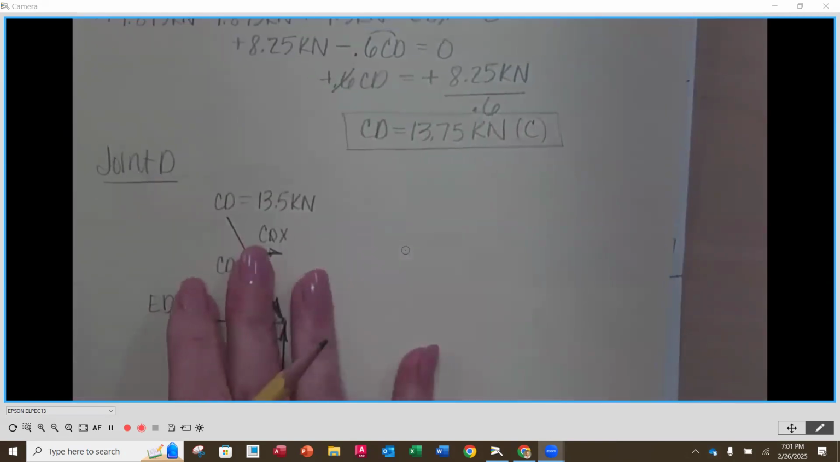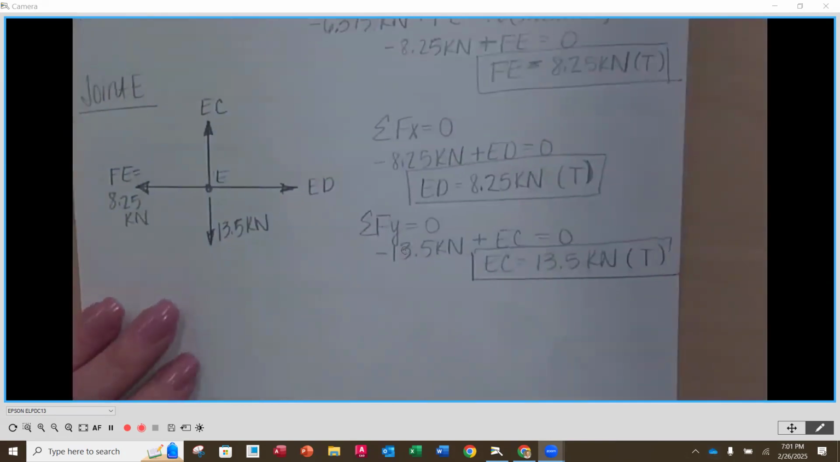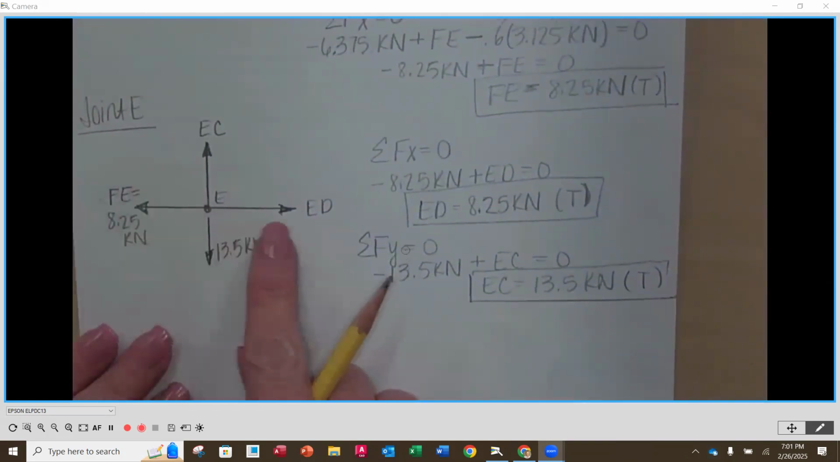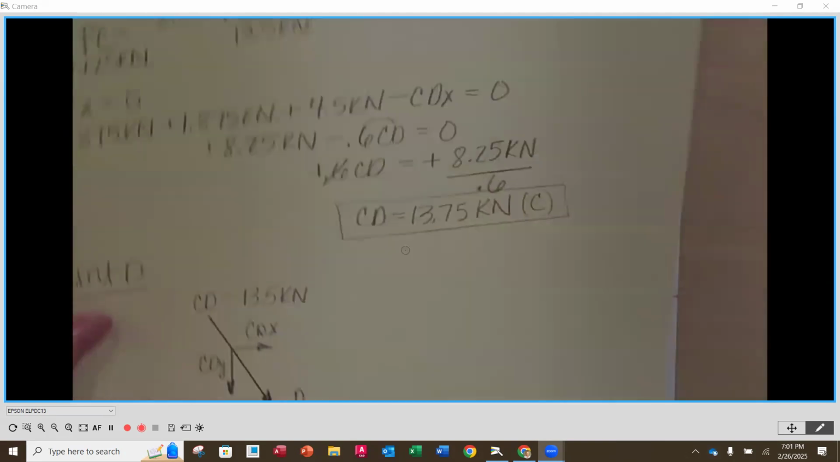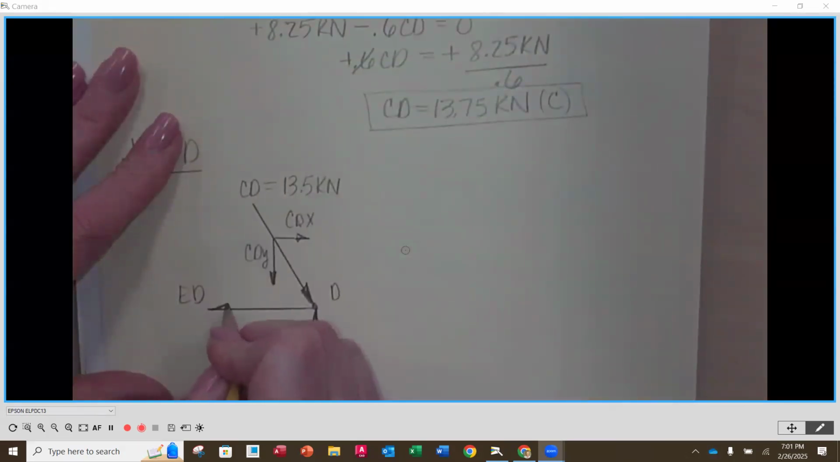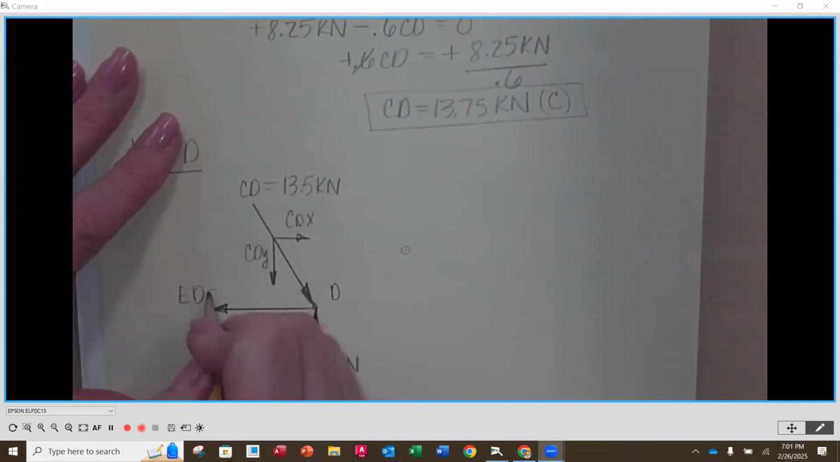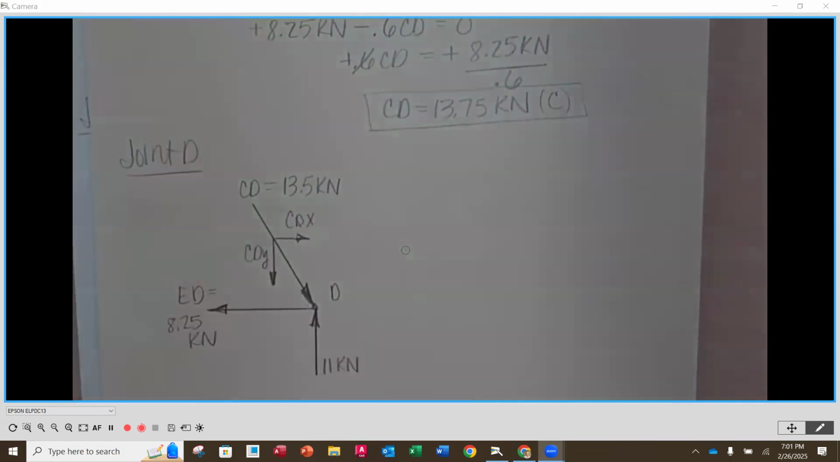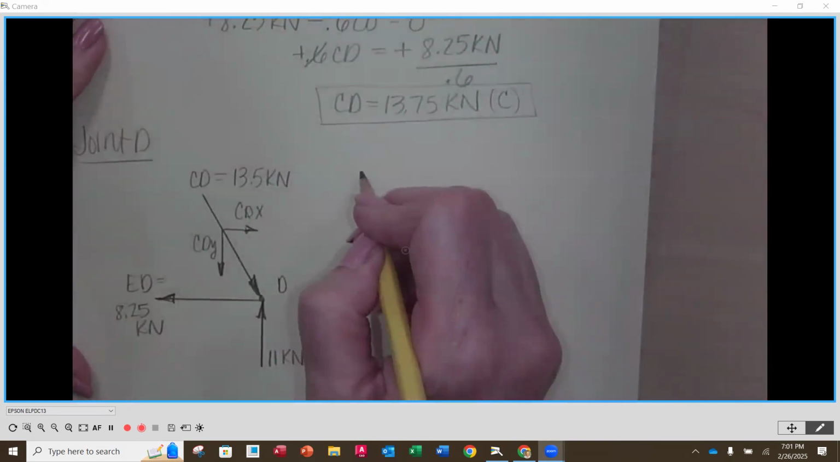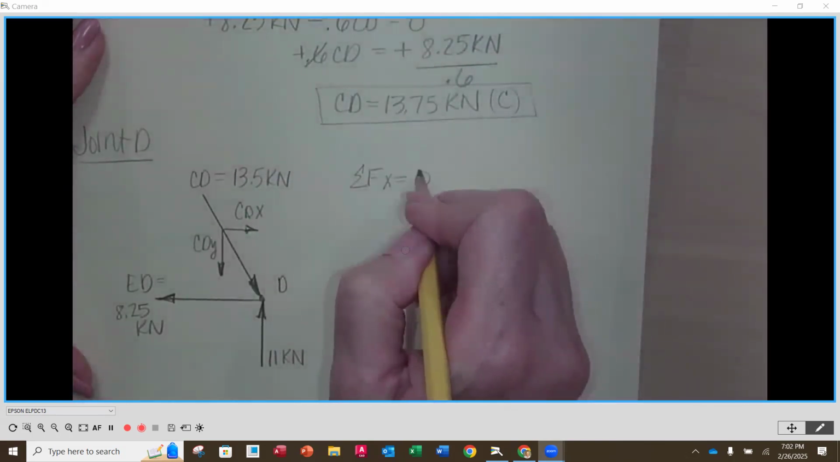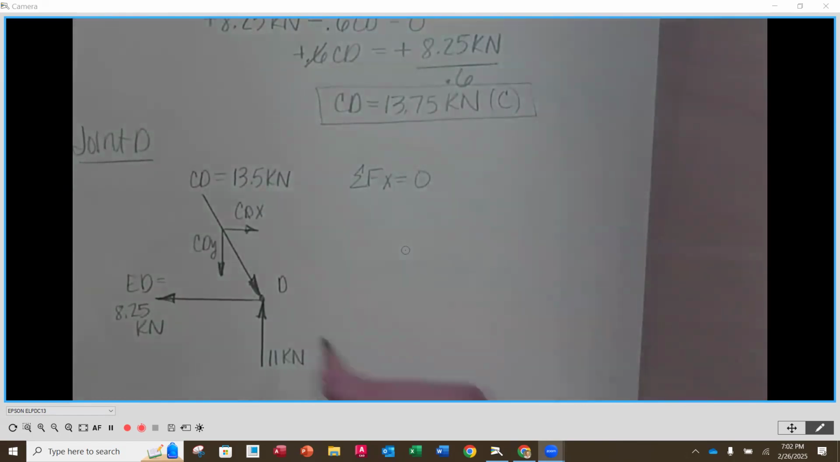And then our force E to D, we go back to joint E. It's right here. It's in tension, pulling away, 8.25. So we're going to show it to the left, pulling away from D, 8.25 kilonewtons. So now we're going to sum our forces in the X equals 0. So there's nothing to add here. This is all known at this point on our last joint.